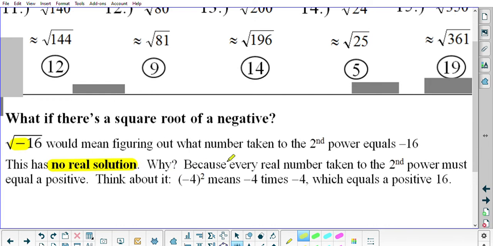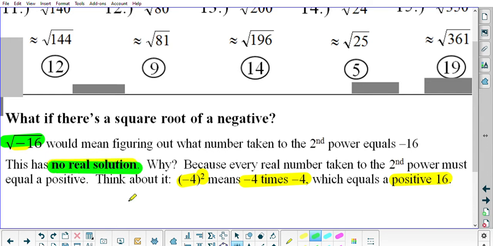Why? Think about this. Because every real number taken to the second power must equal a positive. Here, I'll prove it to you. Negative 4 to the second power would mean negative 4 times negative 4. Guys, you remember a negative times a negative equals a positive. So, could there be a number times itself that could equal a negative? No. That's why if you ever have a square root of a negative, the answer to that is, well, there is no real answer. No real solution.